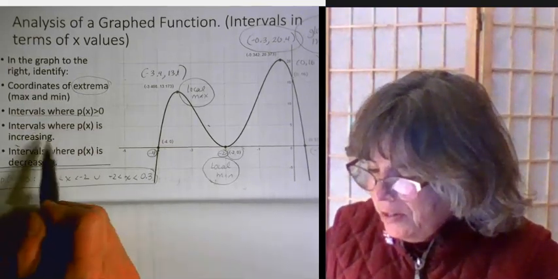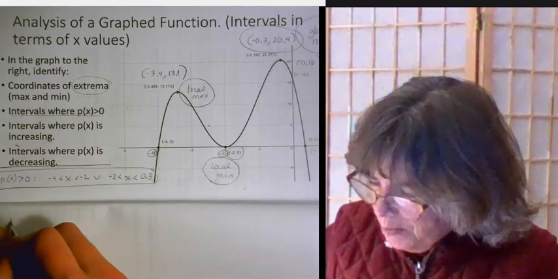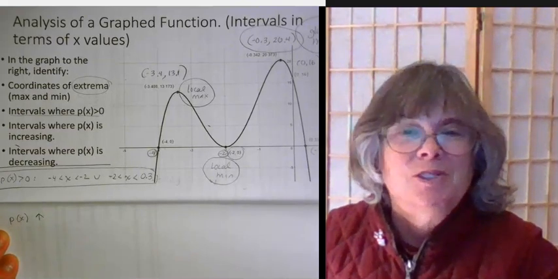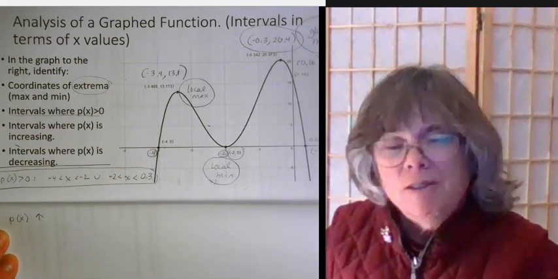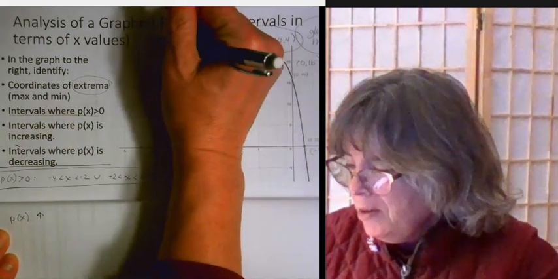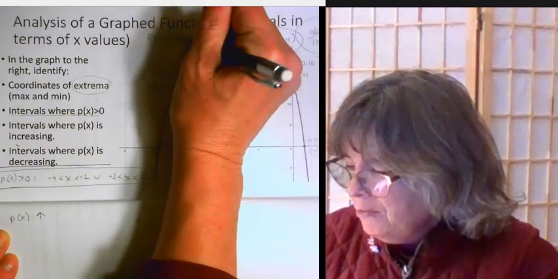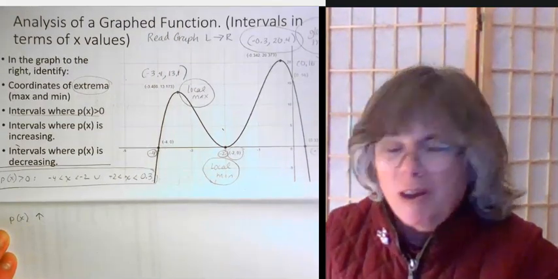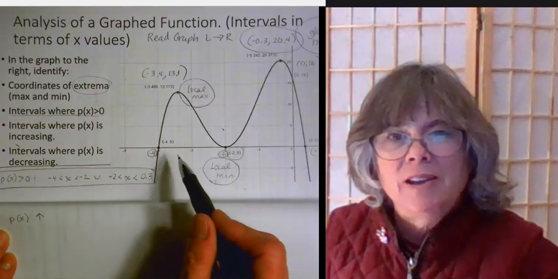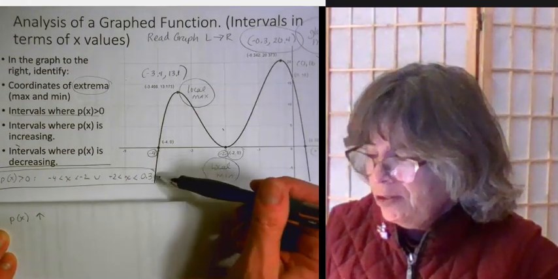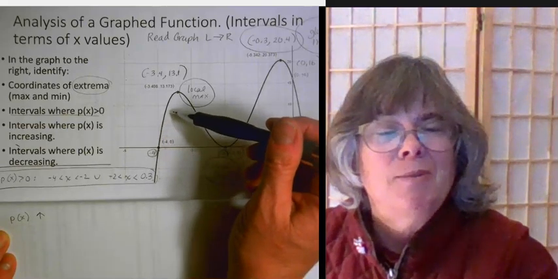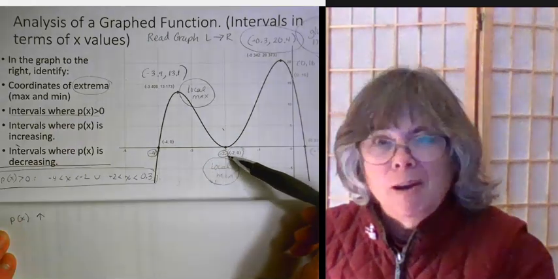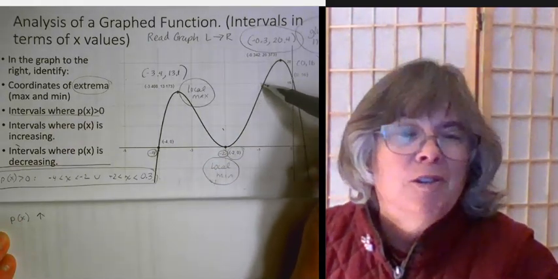Intervals where p of x is increasing. So let's write this down here. P of x is increasing. And I'm going to put an arrow up where it's increasing, where it's going uphill. Now you want to read the graph left to right, like you'd read in a book. So as I go left to right, and if I were traveling on this curve, am I going uphill? Then I'm increasing. If I'm going downhill, then I'm decreasing. If I'm going uphill, then I'm increasing, and so forth.